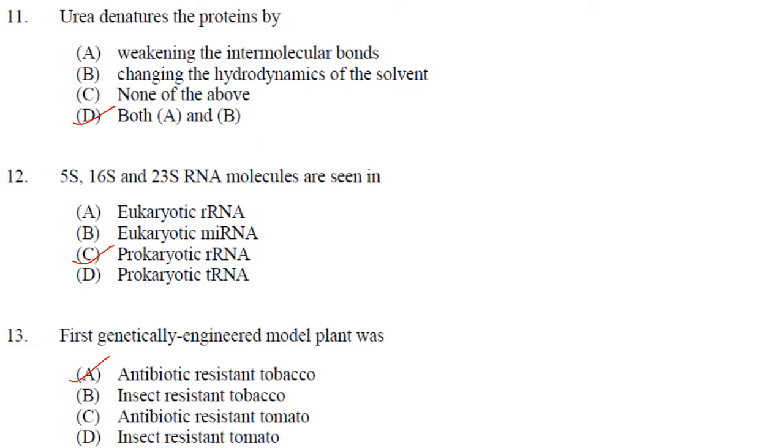Then first genetically engineered model plant was. So the first genetically engineered crop plant was tobacco, and it was reported in the year 1983. So answer is antibiotic resistant tobacco.